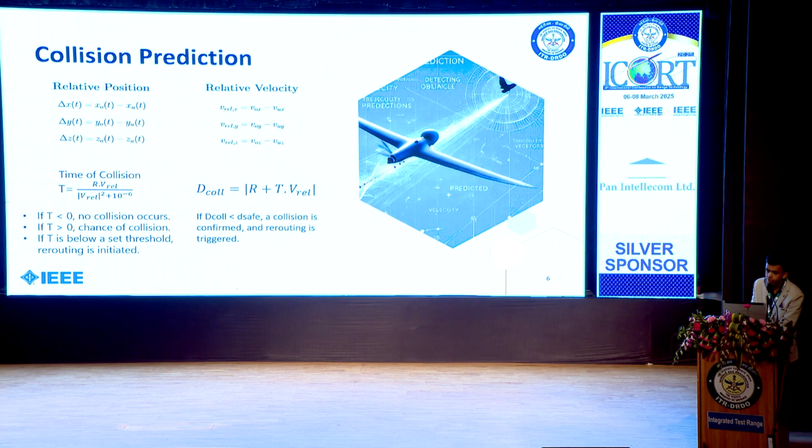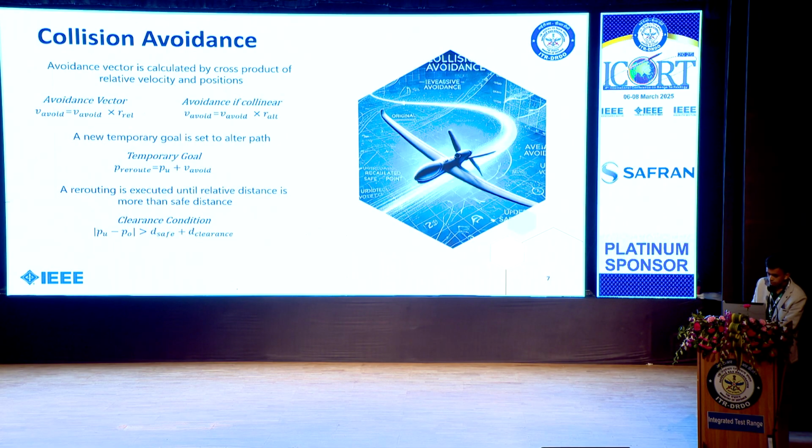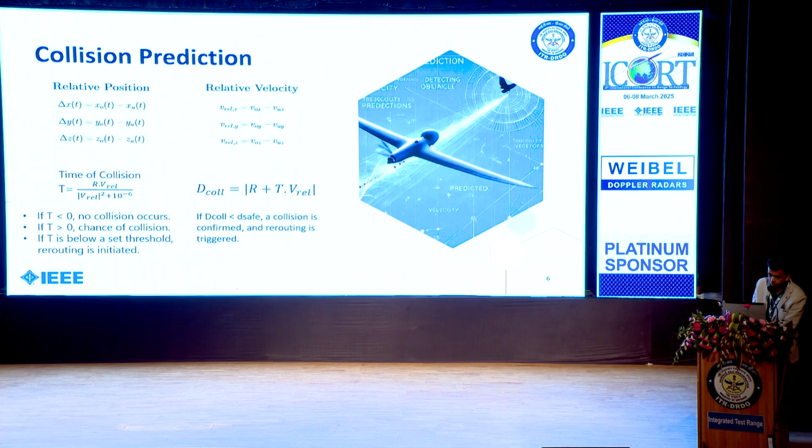Once we have the time of collision, we go for the minimum distance, that is, the minimum distance between the obstacle and the UAV which will be achieved in the course of time. Based on the time of collision, if it is negative, then a collision is not possible, and if it comes out to be positive, then we check further conditions to verify whether it is encountering the obstacle or not.